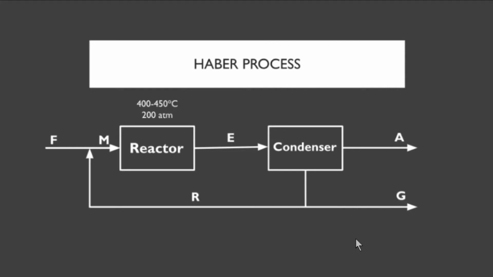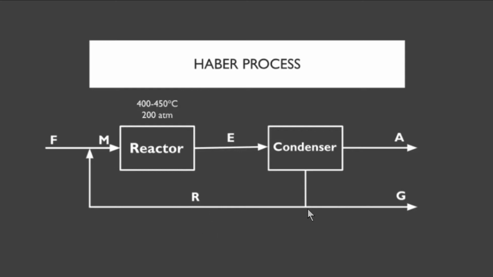Our diagram also contains a mixing point and a splitting point. The mixing point is found here. This is the point where the fresh feed is mixed with the recycled feed in order to obtain the mixed feed. The mixed feed is the one being fed directly to the reactor. The splitting point is found over here. This is where the effluent of the condenser/separator is separated into the purge stream and the recycle stream.